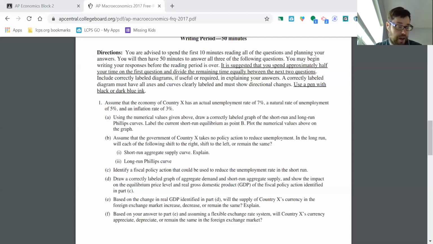And then part F, again unit 6: based on your answer to part E and assuming a flexible exchange rate system, will country X's currency appreciate, depreciate, or remain the same in the foreign exchange market? So this one should be depreciate. Again, we already talked about it, it's connected to here. We talk about increased supply, right? So if you were to draw out the graph and you're increasing supply, that leads to a lower price, right? So a lower exchange rate equates to a depreciating currency, and therefore part F is depreciate.